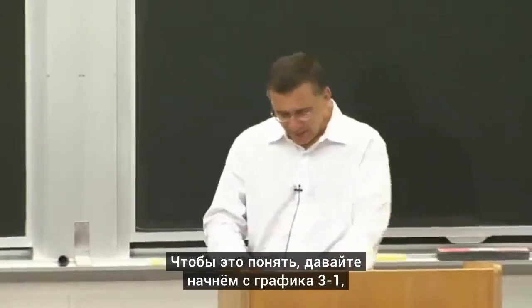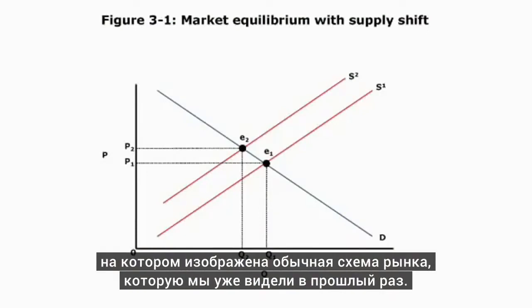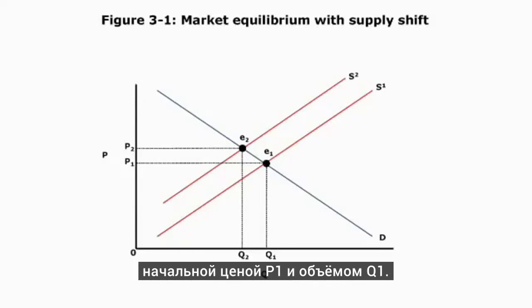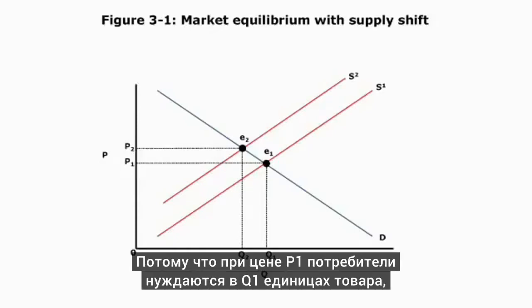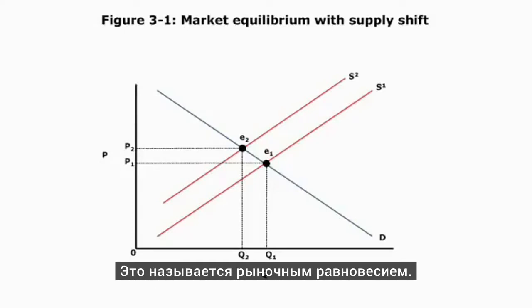So to think about this, let's start with figure 3.1, which is a standard kind of market diagram we had last time. You're in some initial equilibrium at point E1 with initial price P1 and a quantity Q1. That's the equilibrium. That's stable because at that price P1, consumers demand Q1 units, and suppliers are willing to provide Q1 units. So that's a stable equilibrium.